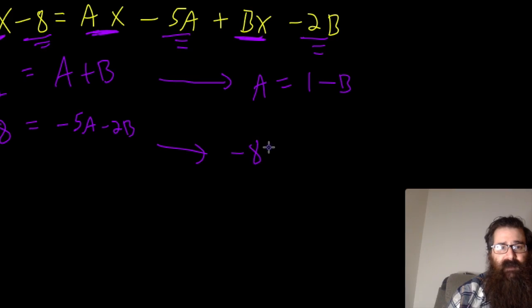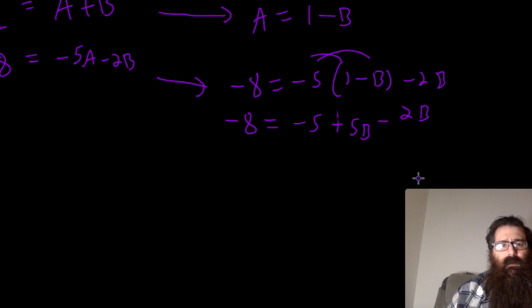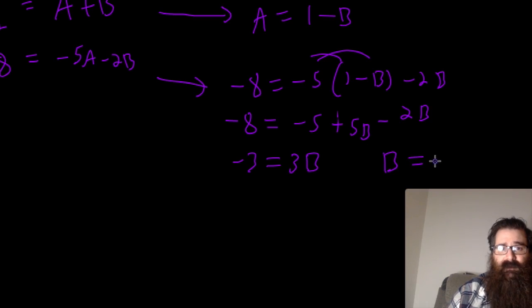I'm going to say negative 8 equals negative 5 times, instead of a, I'm going to replace that with 1 minus b, minus 2b. So that negative 8 is equal to negative 5, and then plus 5b, since I'm distributing, and then minus 2b. I can add 5 over, so that gives me negative 8 plus 5 is going to give me negative 3, equals 5b minus 2b is 3b. So then b is equal to negative 1.